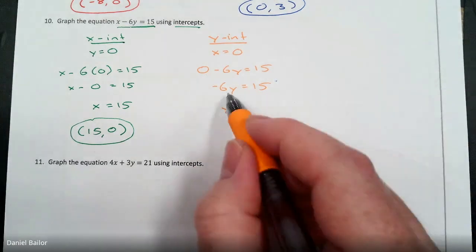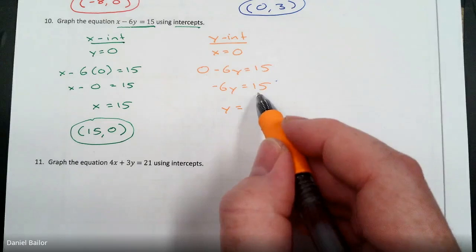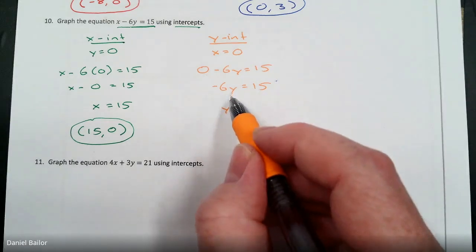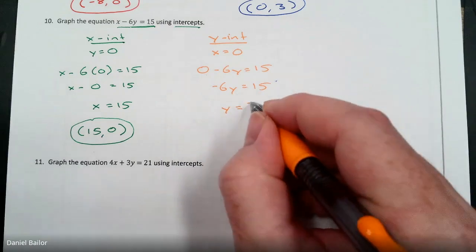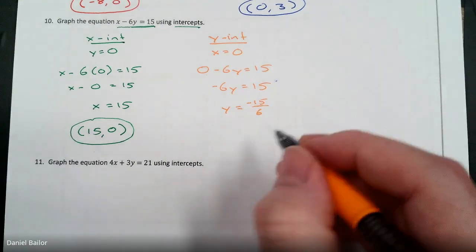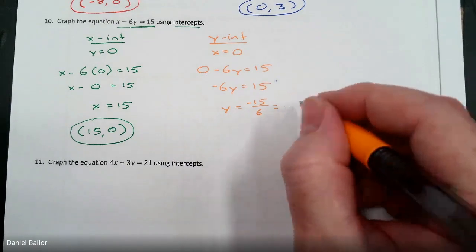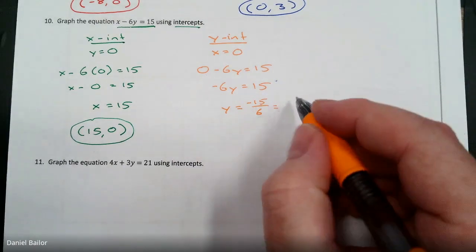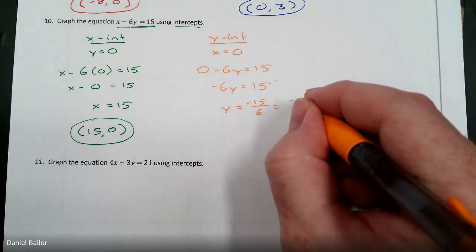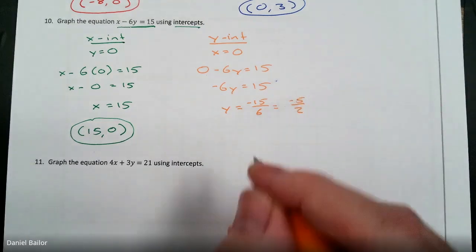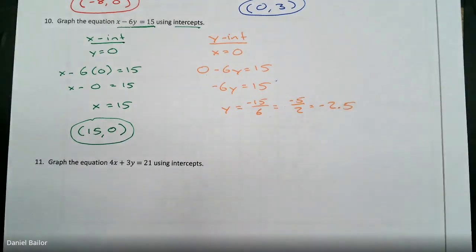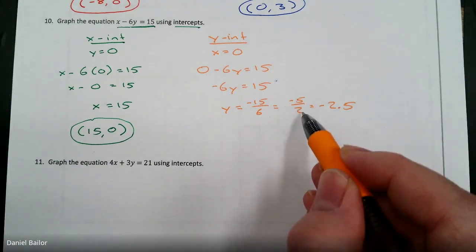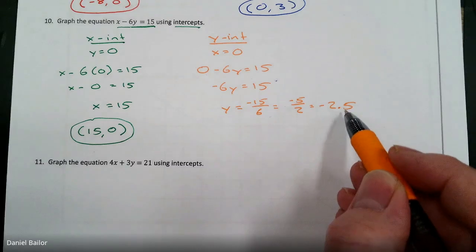Then I need to divide by negative 6 on both sides for the division property of equality. Negative 6y divided by negative 6 is 1y. 15 divided by negative 6 is negative 15 over 6, which simplifies because 15 and 6 both have a factor of 3 inside of them. I get negative 5 over 2. Negative 5 over 2 is negative 2.5. You might have solved this using a calculator, but negative 5 divided by 2 is negative 2.5.